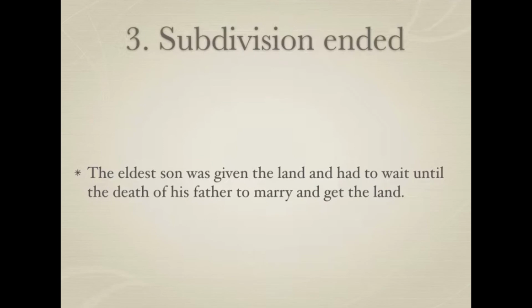Another consequence of the Irish famine was that subdivision ended. So now, instead of the family farm being divided up into different sections for the different family members, it wasn't until the father passed away that the eldest son was given the land, and he had to wait until the death of his father to marry and get the land for his own family.